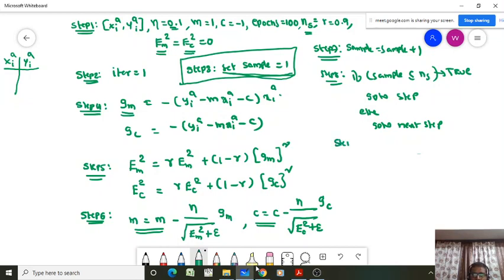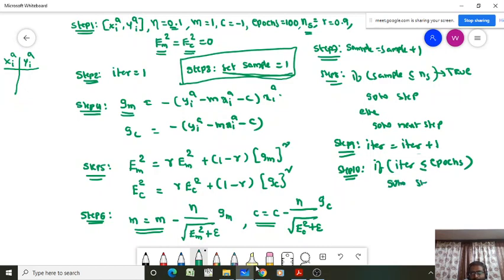The next step is step 9, where you have to update the iteration. So iter equal to iter plus 1. In step 10 you have to check for the convergence criteria, that is number of iterations reached or not. So if iter is less than or equal to number of epochs, then go to the step, else go to the next step. So what is the next step? That is step 11. Here you have to read the latest m and c values, and calculate the error metrics on both the training dataset and also the testing dataset. So this will be the procedure for the RMSprop optimizer. This is how the RMSprop optimizer will update the model parameters of the simple linear regression model.